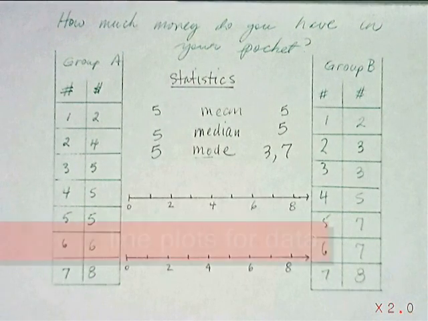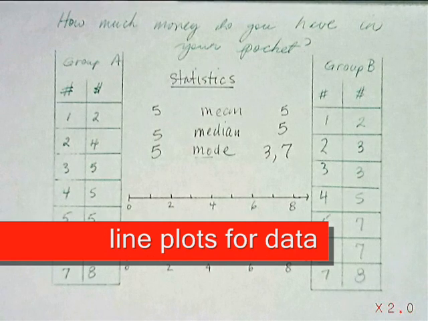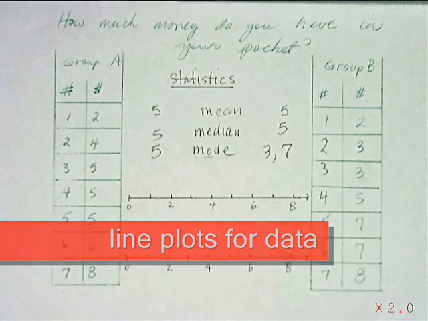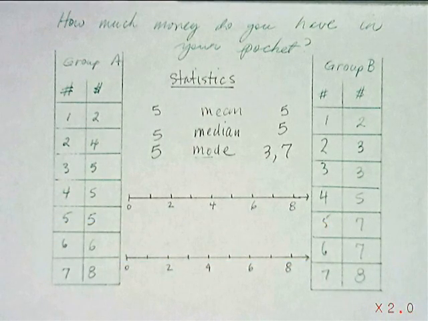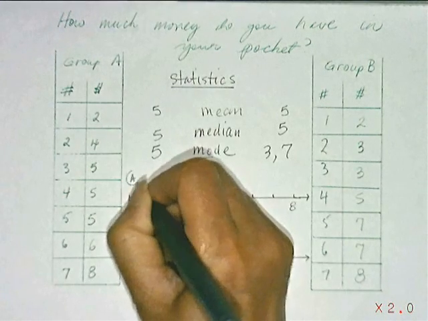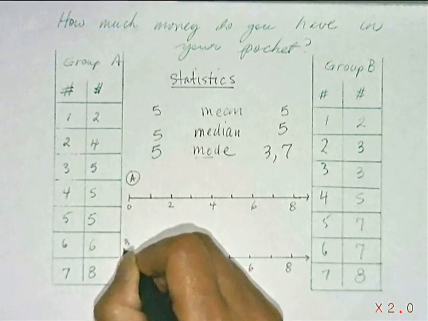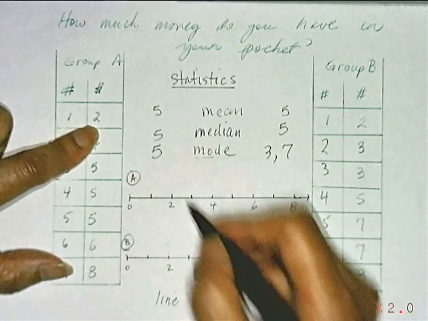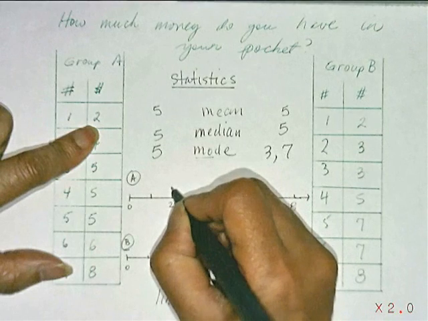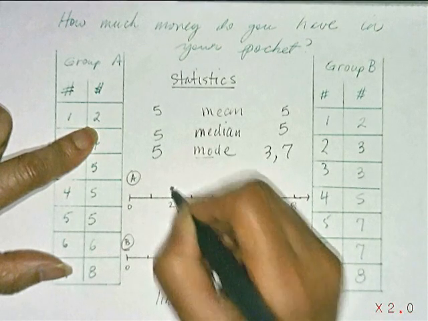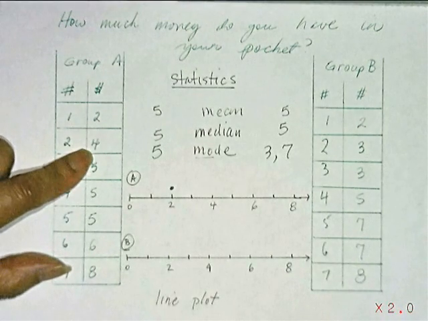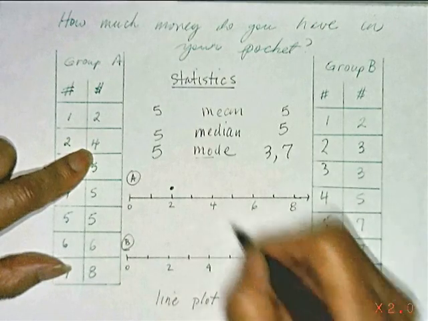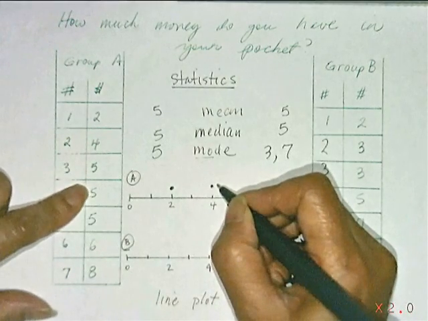A simple way to illustrate the distribution of the data is to draw a line plot for each of them. So I'm going to start a line plot for group A here and group B down here. So I'll start with A. At 2, there's 1 person, so I'll put a dot there. So $2, 1 dot, 1 person. And at $4, I have 1 person. At $5, I have 3 people.